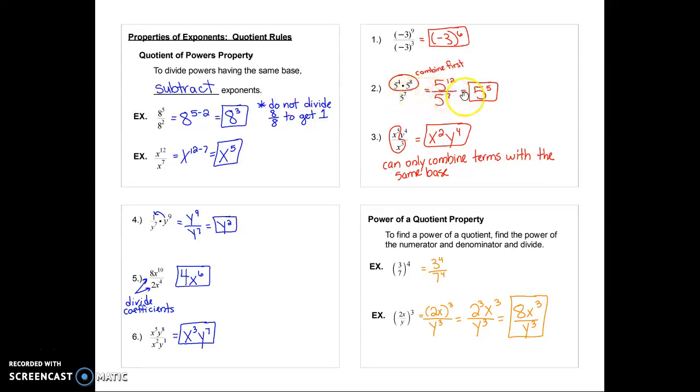Now, that is being divided by 5 to the 7th. Bases are the same. Division means that you can subtract the exponents. Your final answer is 5 to the 5th power.